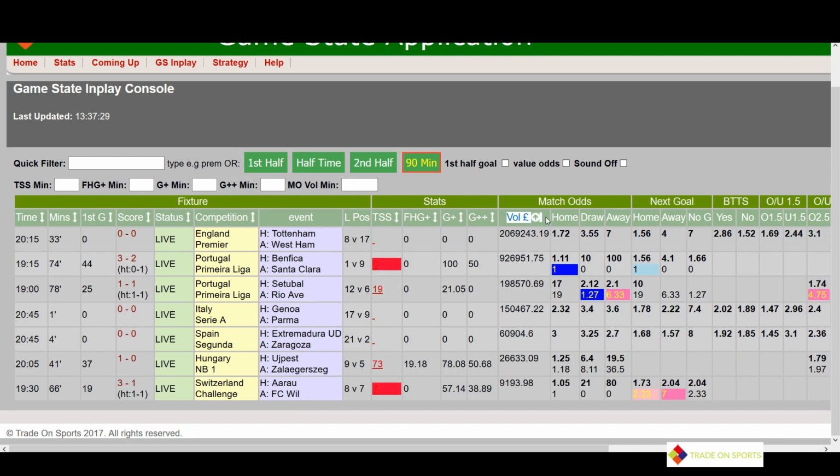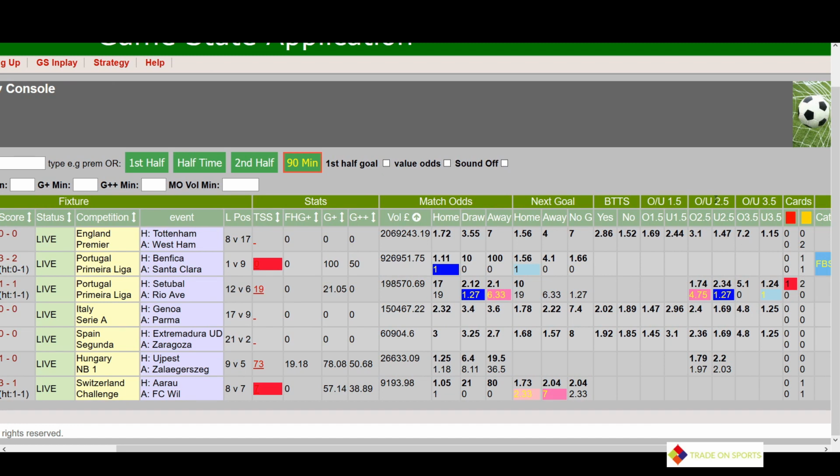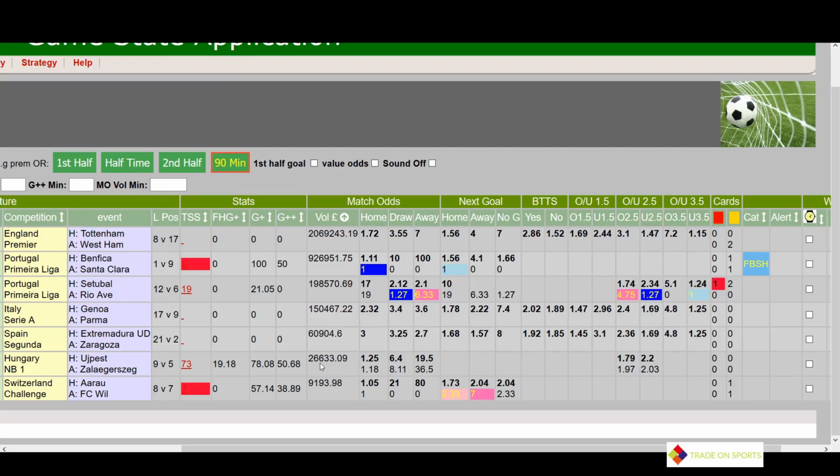Moving across, we have the volume in the match, Betfair, the home, draw and away odds and the value trades as we've discussed. In the next column is next goal, home, away and no goal, followed by our both teams to score, overs and cards in the match. So that's your overall view of the console.